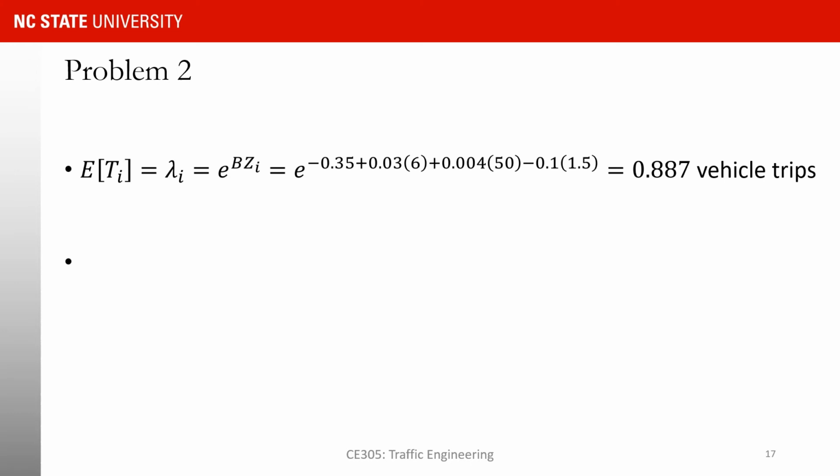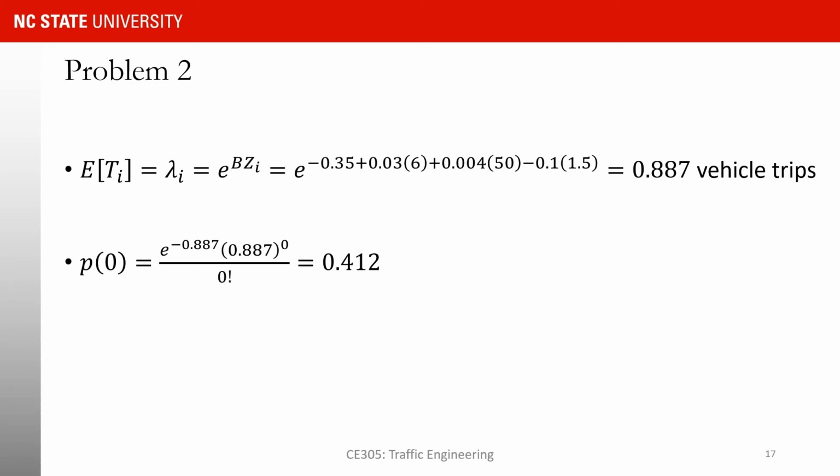Now keep in mind that it is okay that this is not an integer number. This is expected number of trips, but now we can find the probability of having 1 trip, 2 trips, 3 trips, and so forth. Now, the question asked about the probability of not making any trips. That means that we are talking about probability of t equal to 0.